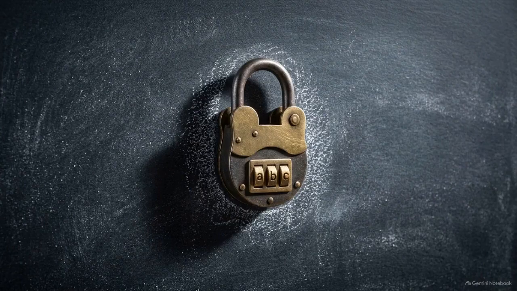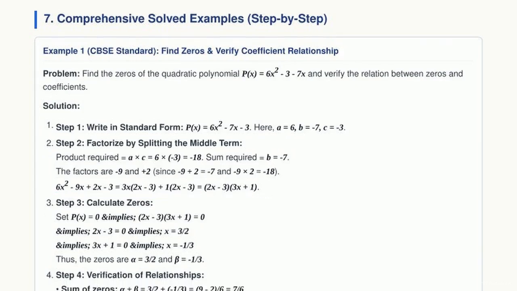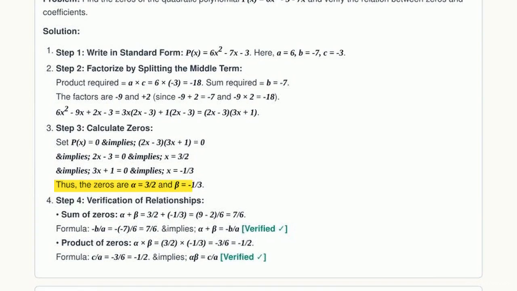We can verify this lock without ever drawing a curve. Take the target polynomial, 6x squared minus 7x minus 3. By splitting the middle term, we begin dismantling the equation. Factoring the expression gives us the exact coordinates of our zeros. Alpha is 3/2 and beta is negative 1/3.